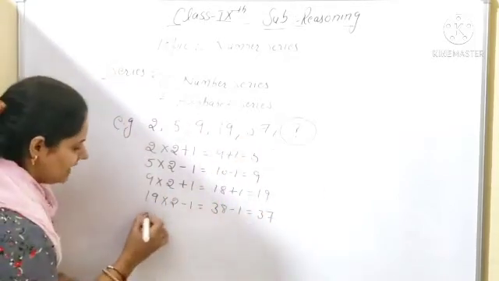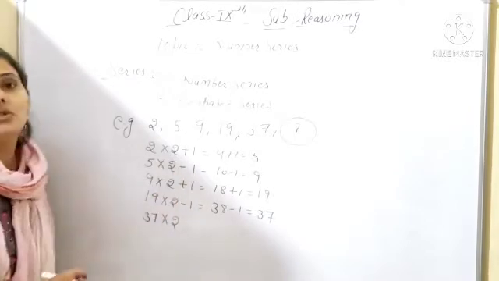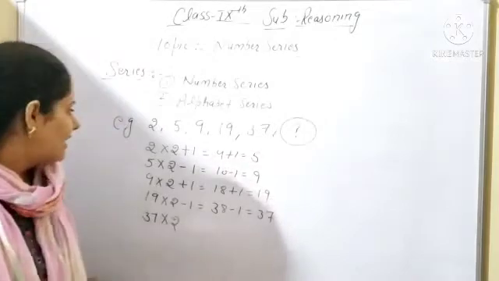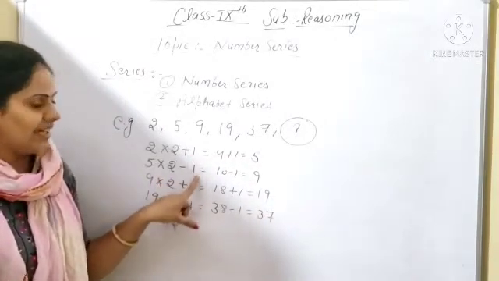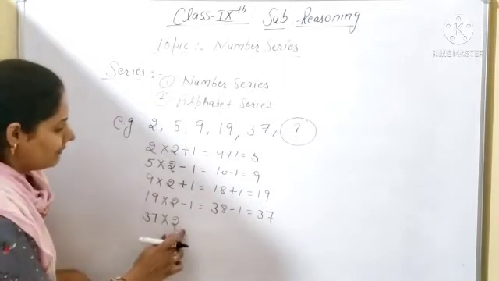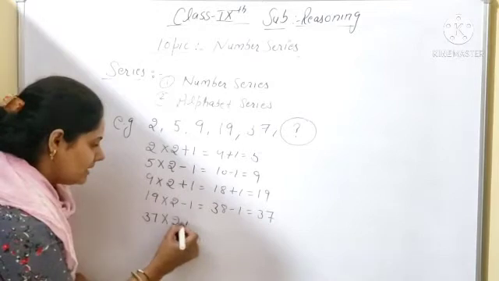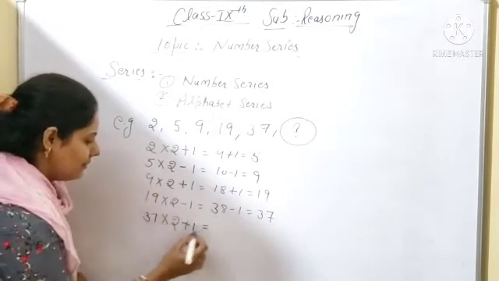After 37, what will be the next number? Same, you will multiply by 2 because all the numbers you are multiplying by 2. First number you are adding, after that next number you are subtracting 1, adding, subtracting 1. Okay, like that. So here what will you do? Subtract or add? After subtraction, you will add. So plus 1. Clear? So 37 multiplied 2.